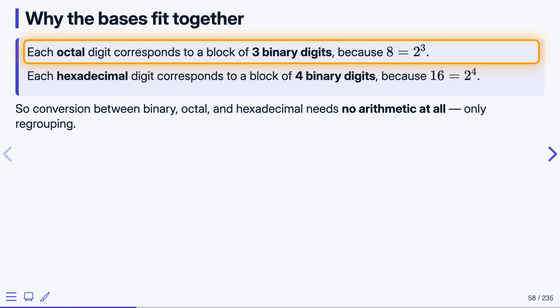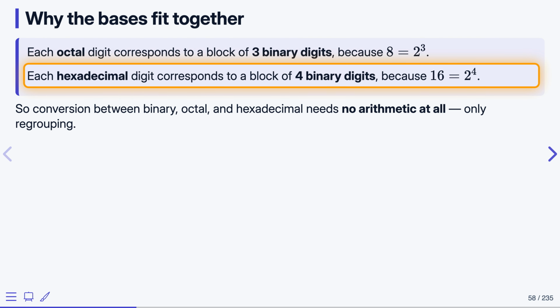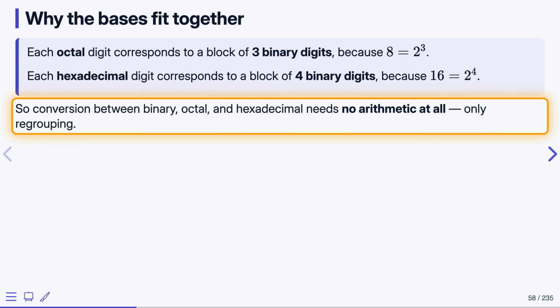This is the key point behind that table. 8 is 2 cubed. So each octal digit is worth exactly 3 binary digits. 16 is 2 to the 4th. So each hexadecimal digit is worth exactly 4 binary digits. Because of this neat fit, changing between binary, octal, and hexadecimal needs no arithmetic at all. You only regroup the bits. Group them in 3s for octal, or in 4s for hexadecimal.